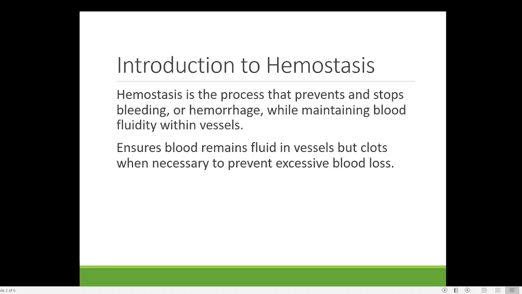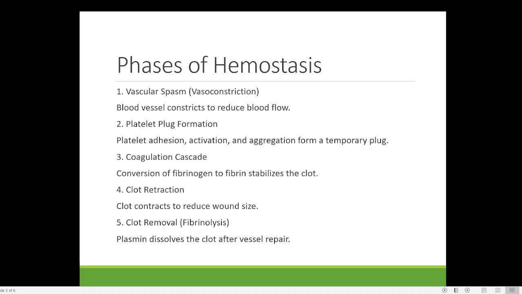Within the blood vessel, blood should remain in a liquid or fluid state, but blood should have the capacity of forming a solid-like structure, or a clot-like structure, when there is some kind of injury or blood loss by other means. So that is the aim of homeostasis. Here you can find the different phases of homeostasis: vascular spasm, platelet plug formation, coagulation cascade, clot retraction, and clot removal. These are the five normal processes involved in the different phases of homeostasis.